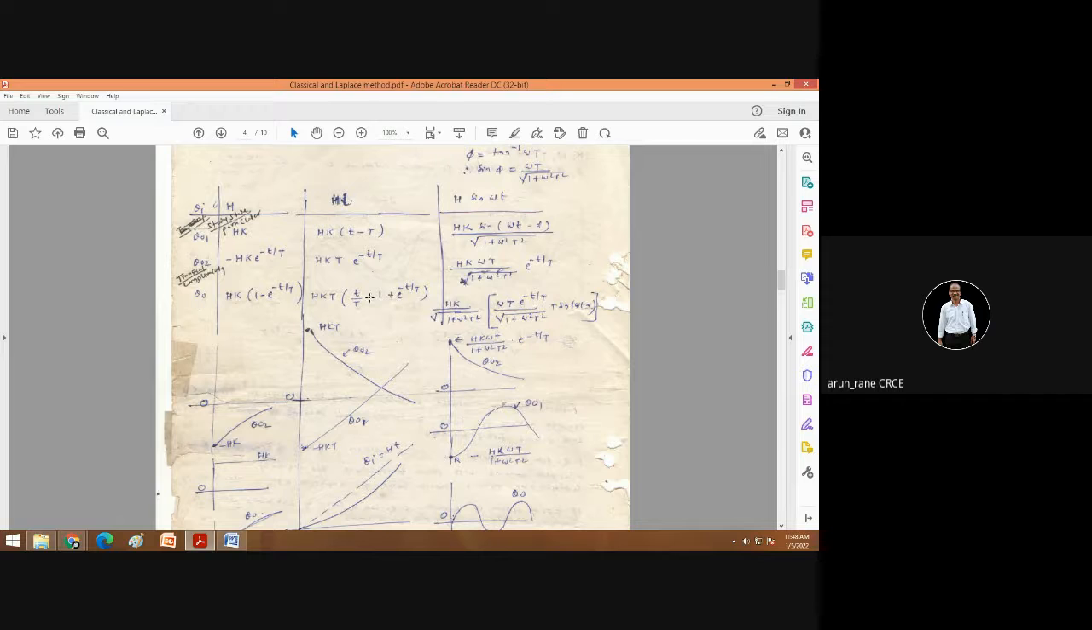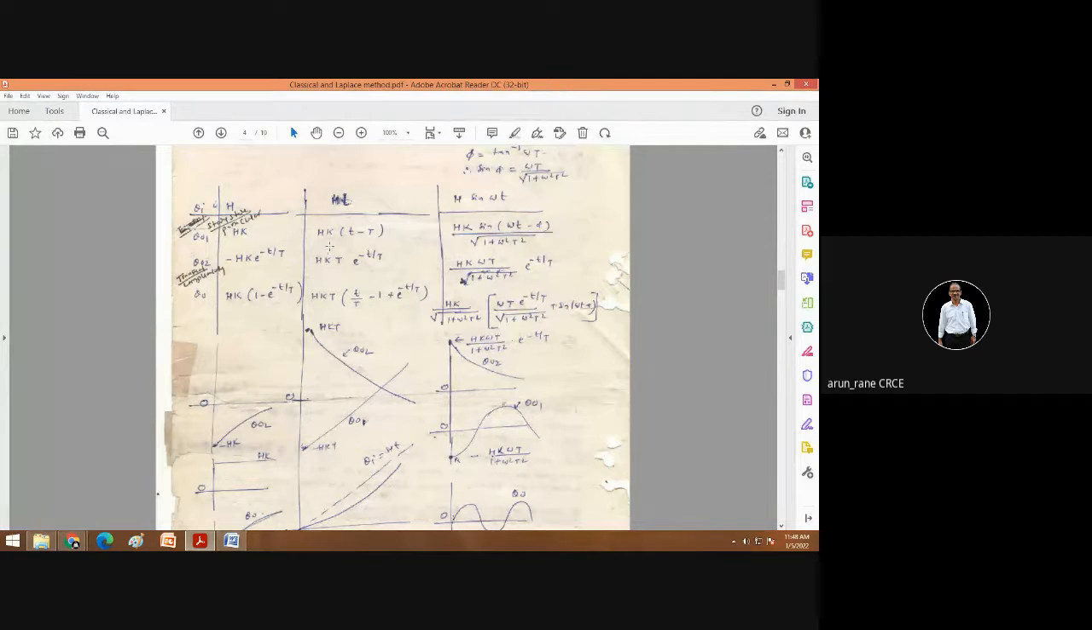Now this is pretty simple. Theta is nothing but this plus this. If we add this and this, you will get this. How? This plus this, you take Hk common. From here one will remain, and from here minus e to the power minus t upon T will remain. Coming to ramp input now, this is the steady state, this is your complementary. Add it.